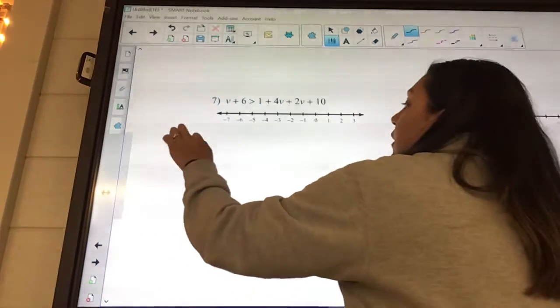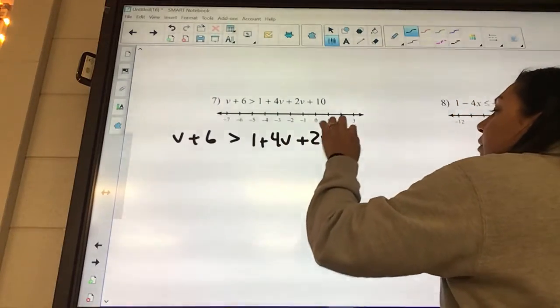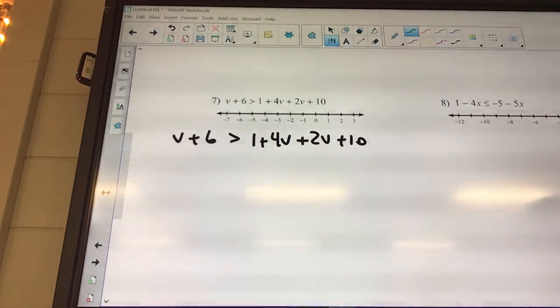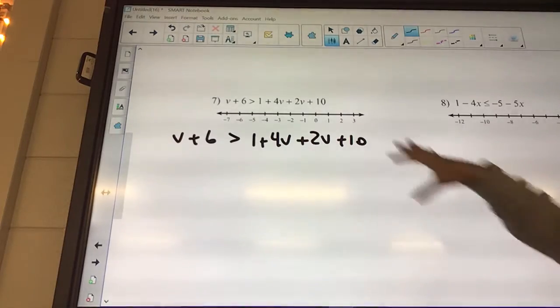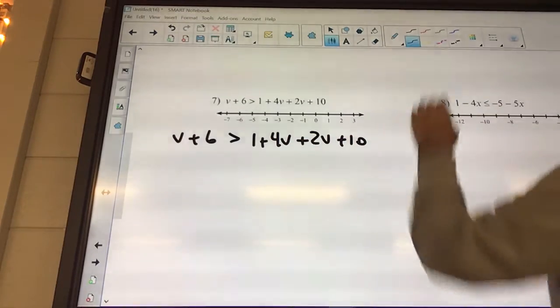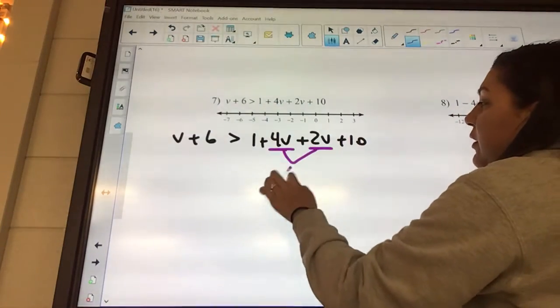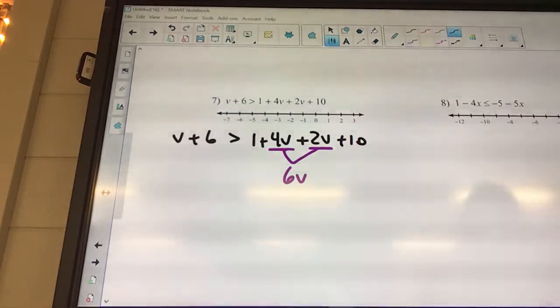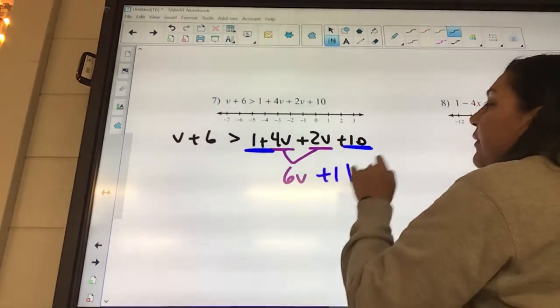Okay, look at 7. Because 7 has so much stuff, you should have 2 pieces on each side. So you should have 1, 2 on the left side and 1, 2 on the right side. So that tells me on this side I can combine something. What can I combine? 4B and 2B to give me 6B. What else can I combine? The 1 and 10 to give me plus 11.